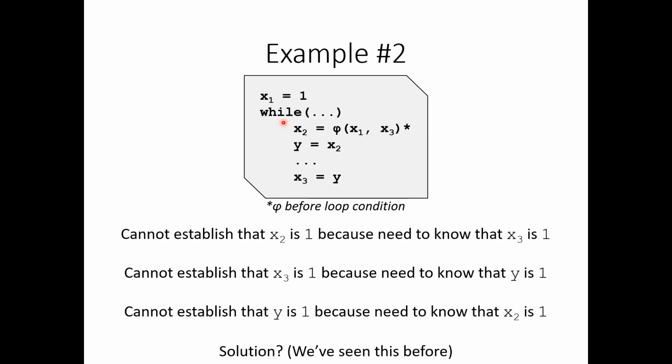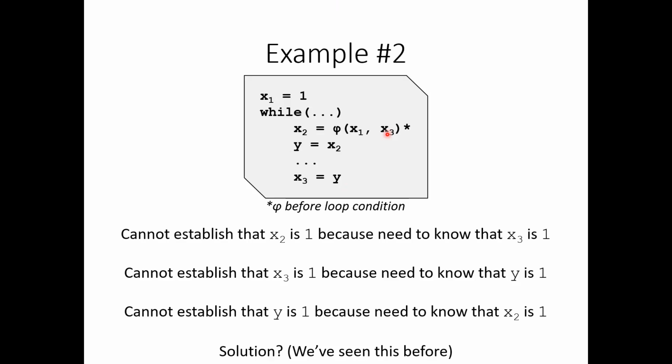Right, this algorithm has been pessimistic because I'm assuming that everything is not constant, and I am trying to prove that it is constant. And that's why when I come here, I have the 1 and I have x3, which I don't know yet, right? I'm assuming that x3 is not constant, and I'm not able to figure out that I have a constant. So this is a pessimistic algorithm. Instead, what we can do is we can use an optimistic algorithm.